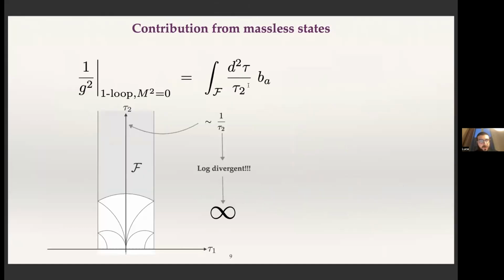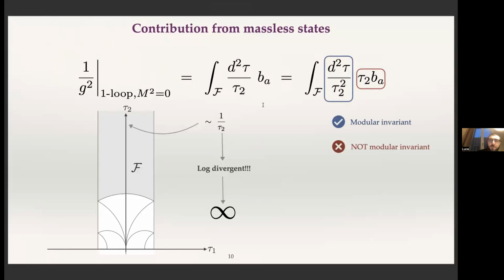So what happens with the constant? If we evaluate this integral only for massless states, we will have something like a constant over tau 2. And when tau 2 gets large, this integrand, the function we are integrating, goes like 1 over tau 2, which is log divergent. So the problem with that is the fact that the massless states in the full corrected gauge coupling give a log divergent contribution.